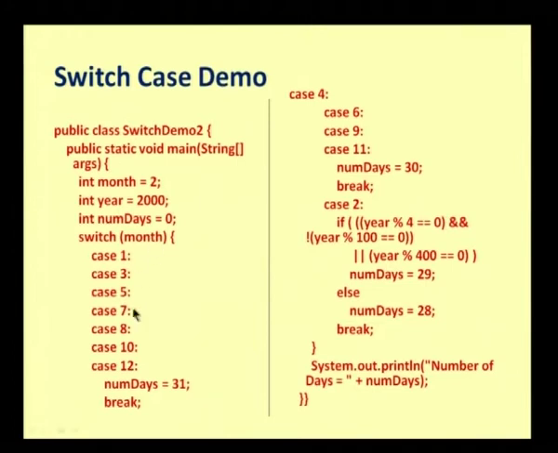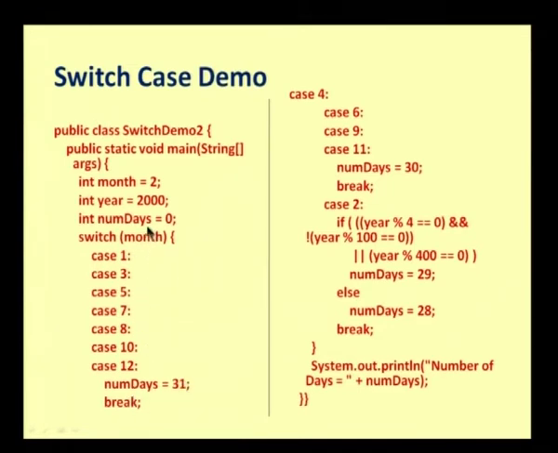Here we are checking to obtain the number of days based on the year and then the month. So, here I am switching based on my month. When the value of the month is 1, 3, 5, 7, 8, 10 and 12, I have this statement, that is, number of days is assigned to be 31. And then I break.